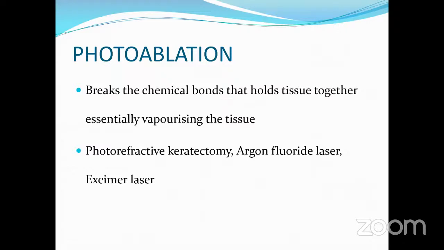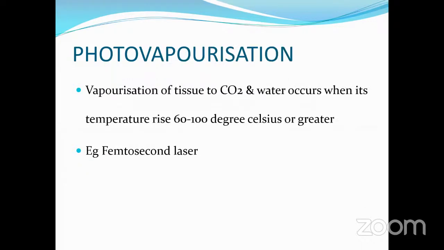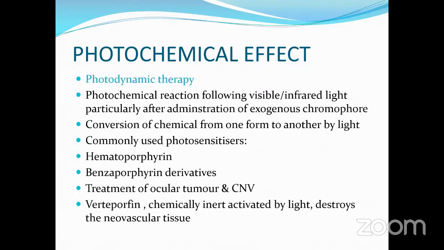For example, you take a flap out and all that. That is photoablation. You take away the tissue by vaporizing it. Here, the vaporization of tissue to CO2 and water occurs when its temperature rises to 60 to 100 degrees Celsius or greater. Example, the femtosecond laser, which is used for LASIK. The femtosecond laser is almost used like a blade. Instead of a blade, you can use a femtosecond laser because it vaporizes one plane of tissue and therefore you can raise a flap.